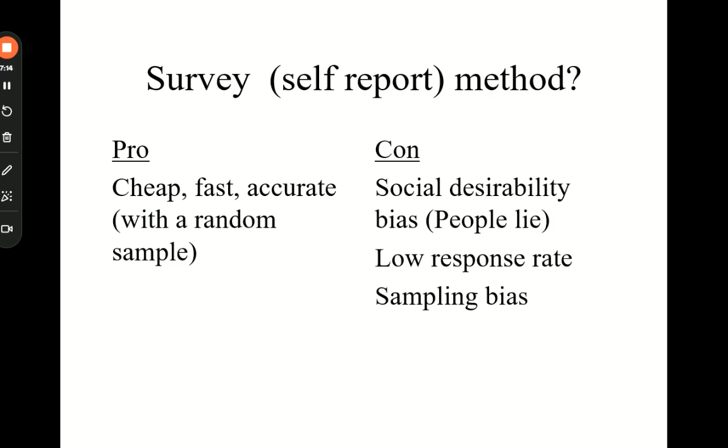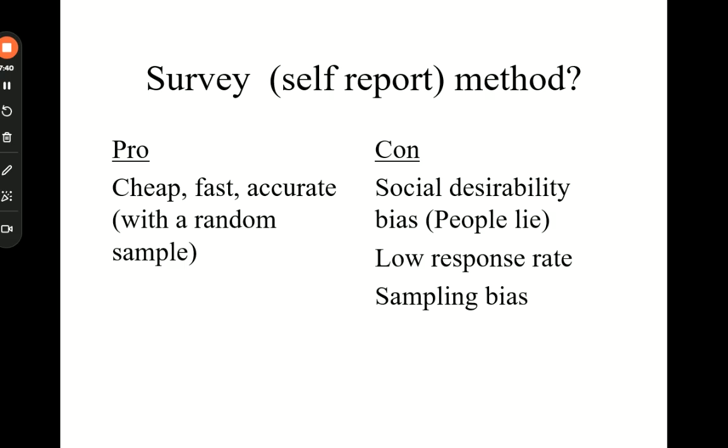Cons. One problem with surveys is that people lie. We call that the social desirability bias. I'll go into that in a second, but basically people don't always tell the truth on surveys. I mean, if I were going to ask people, how gay are you? People are going to lie. How often do you have diarrhea? People are going to lie, or they may not know.